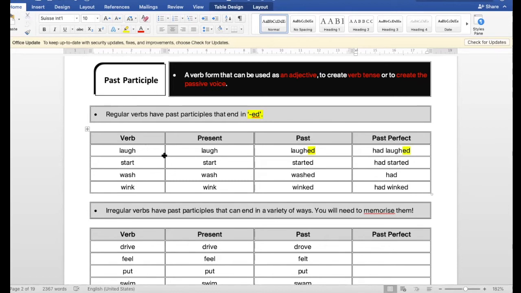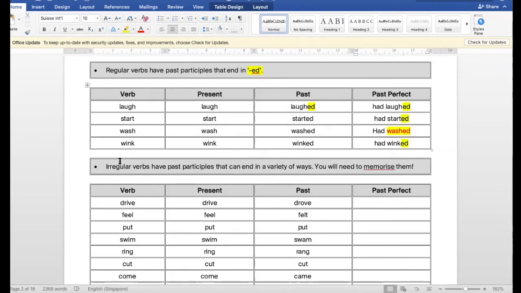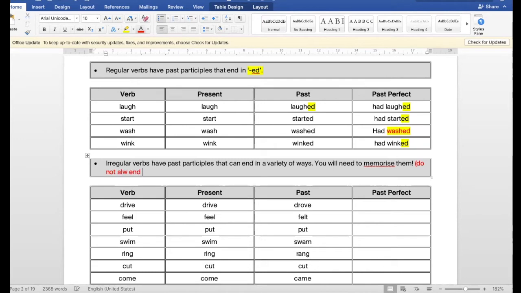If it's start, then that will be start, started, had started, wash, washed, had washed. So you take note, this one here should be had washed. And then the third row, wink, winked, and had winked. This would be the last ed that you take note of. Irregular verbs do not always end with ed. So you take note, do not always end with ed.